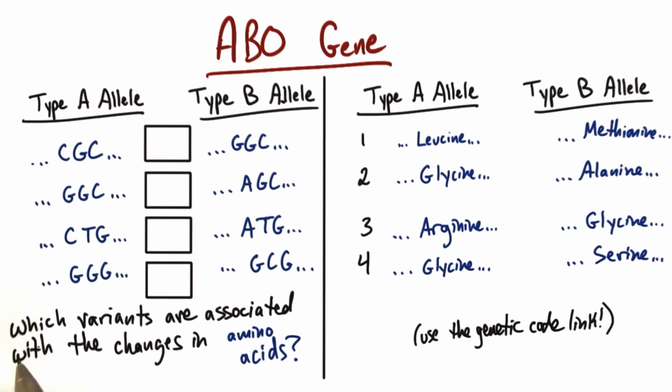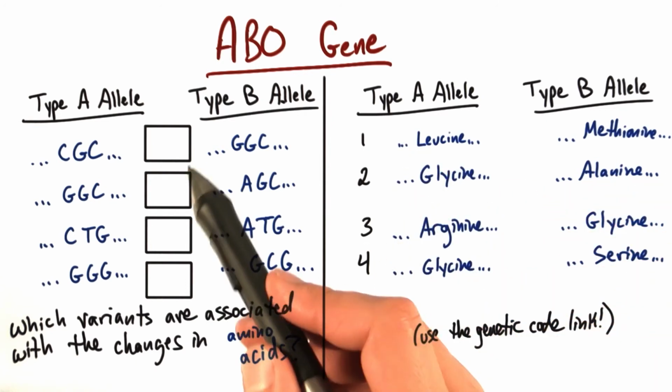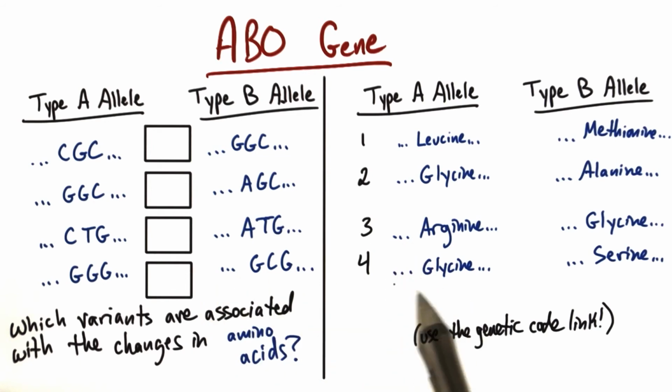What I want you to do is tell me which of the variants, the genetic variants, are associated with the changes in the amino acids. I've numbered them 1, 2, 3, and 4, and I want you to put the number in the correct box here that shows the correct amino acid change with the correct change in the genetic sequence here. Remember, use the genetic code. I'm not putting it on the screen here because there's not enough room, but you can click on a link in the instructor's notes to get a bigger version.